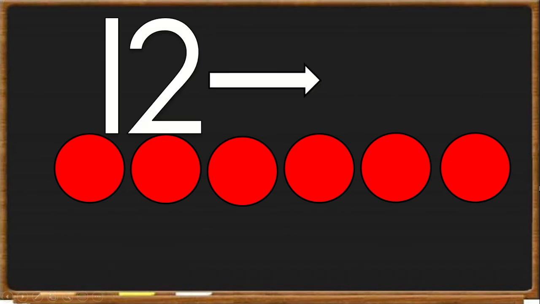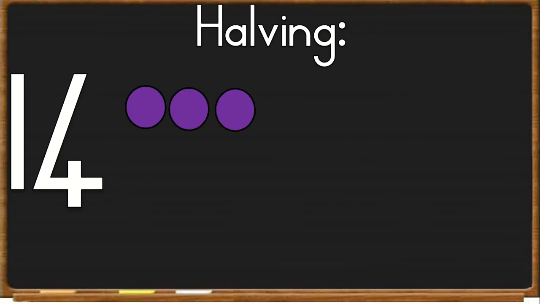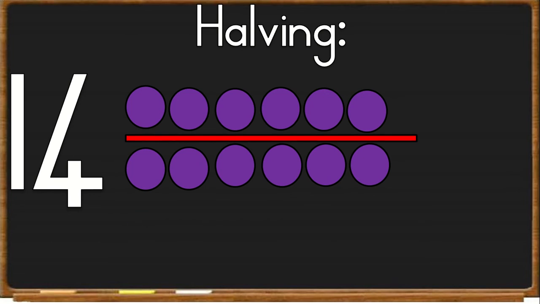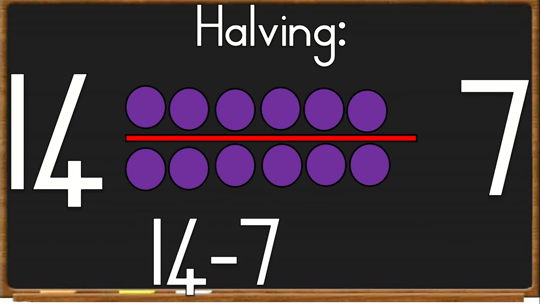So here I have 12 balls. I'm going to take away 6 of them, and therefore I am left with 6. Now I have 14. I'm going to take away 7. Half of them is 7. So here I have 14 balls.